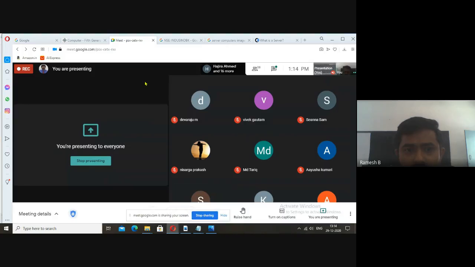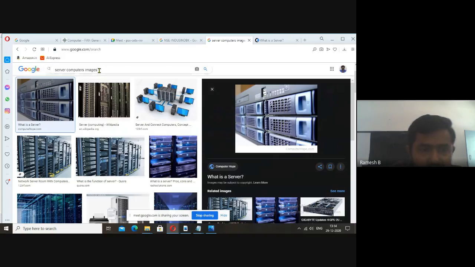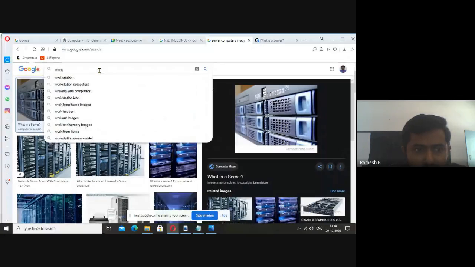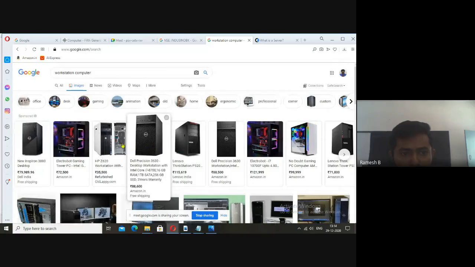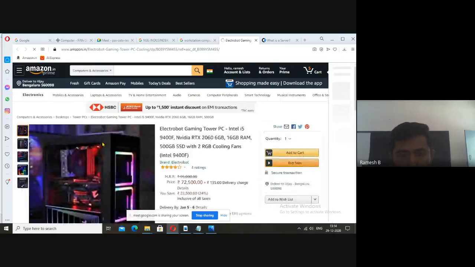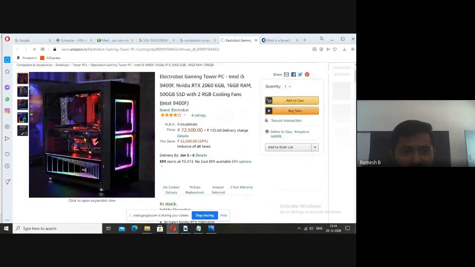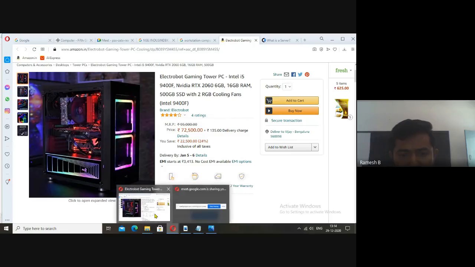I'll give the example here: workstation computers. You see there how it looks like. You see the image of the workstations. This is a gaming workstation. This is one of the examples of a gaming workstation.